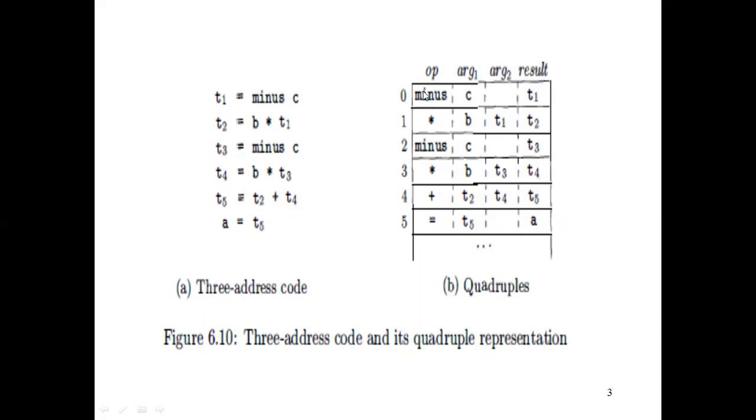Okay, so we will draw a table in this form. This is the quadruple representation of the three address code. Now come to the first line: T1 is equal to minus C. Here the operator is minus, so we will write minus. What is argument 1? That is the identifier, only C. So we will write under argument 1, C.